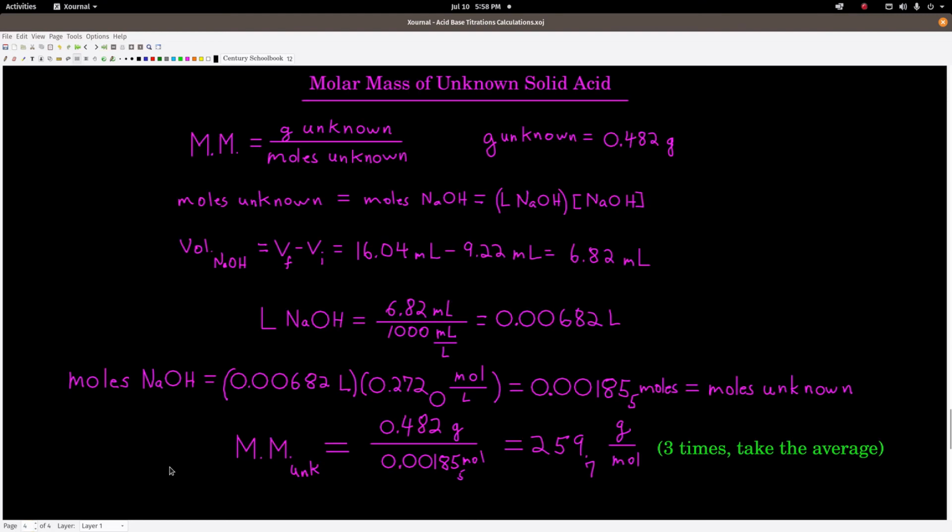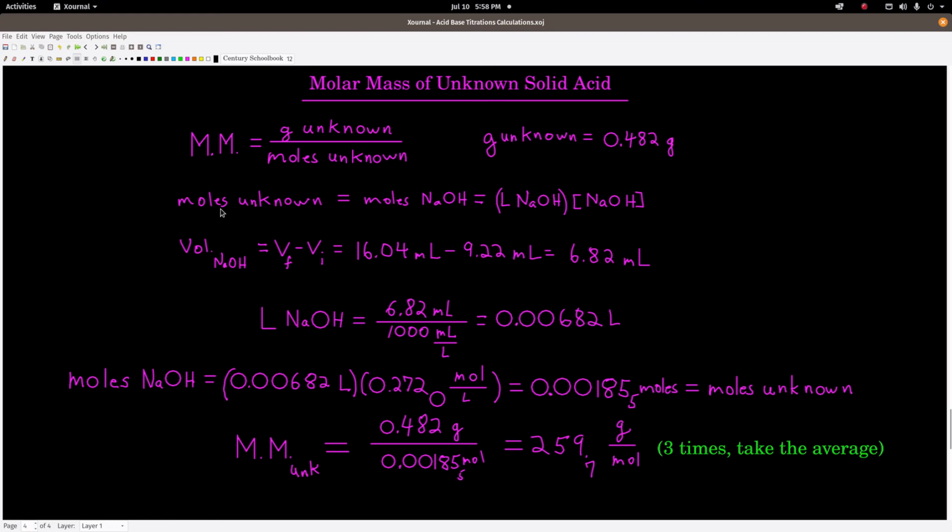And finally, for the molar mass of the unknown solid acid, we'll start with the definition of molar mass, which is grams per mole. We need the grams, we need the moles. Well, the grams is easy because we weighed that out in the lab. And so this is the number that I had, 0.482 grams of my unknown acid. To get the moles, the idea is that, again, at the endpoint, the moles of sodium hydroxide added is equal to the moles of the unknown acid.